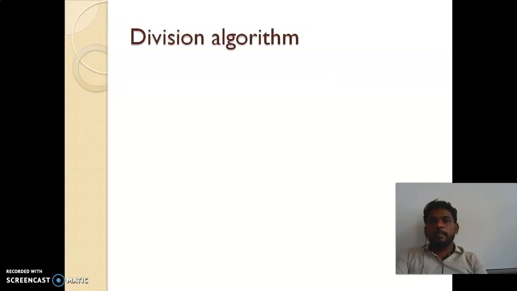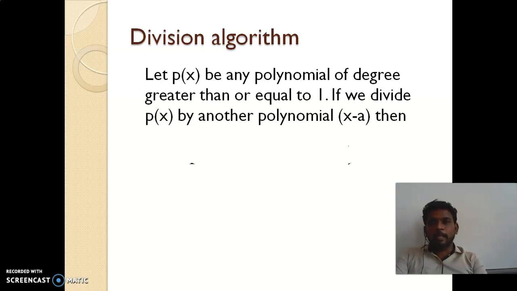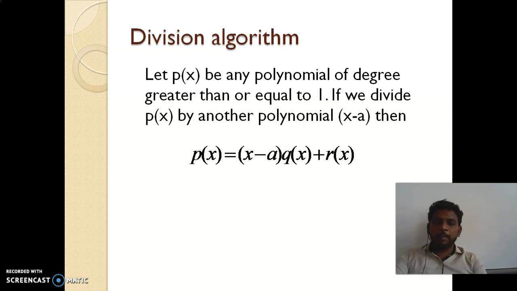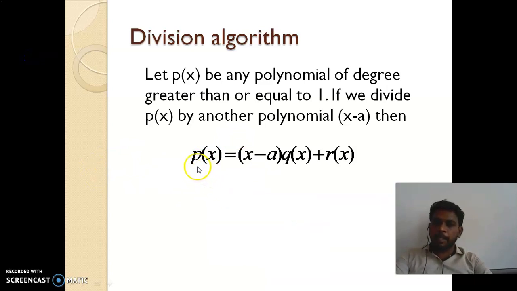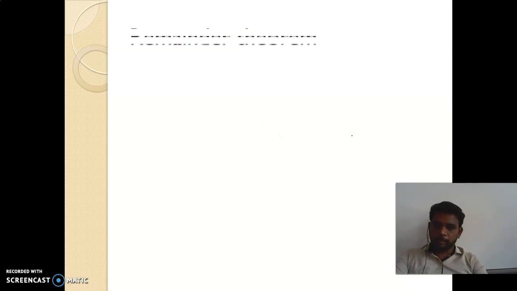And the division algorithm: if we divide one polynomial by another polynomial, we will have a quotient and also a remainder. That relationship can be defined by p of x equal to (x minus a) into q of x plus r of x. Here p of x is the dividend, x minus a is the divisor, q of x is the quotient polynomial, and r of x is the remainder polynomial.